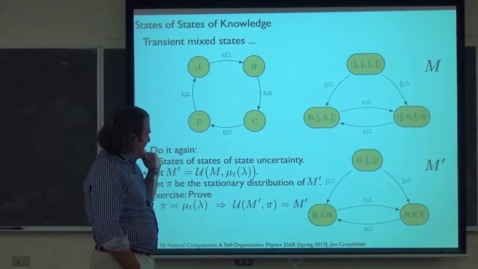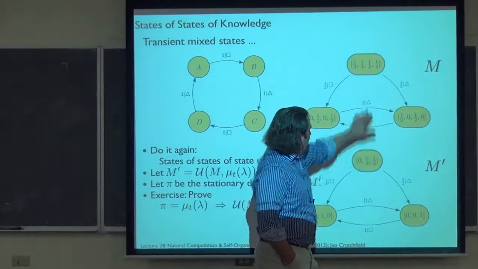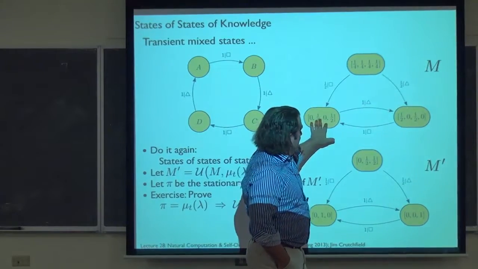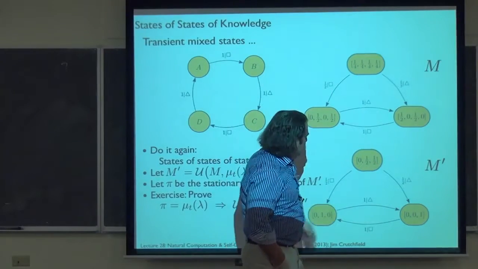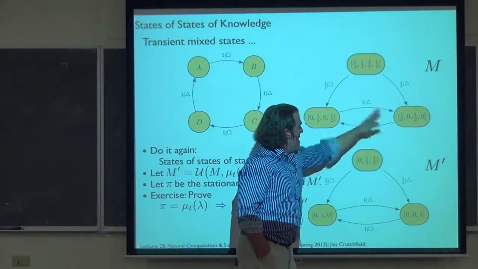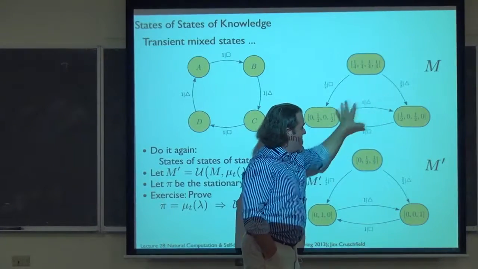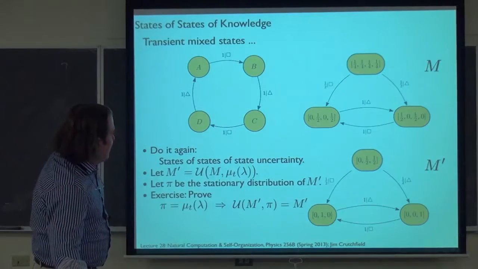Now it's interesting to ask the question, what are these, right? So these are distributions over these three states. And these states were distributions over these four states. Okay. But so what is this start state here? Well, it was pi for the two recurrent states of M. But how is it related back to the original presentation?